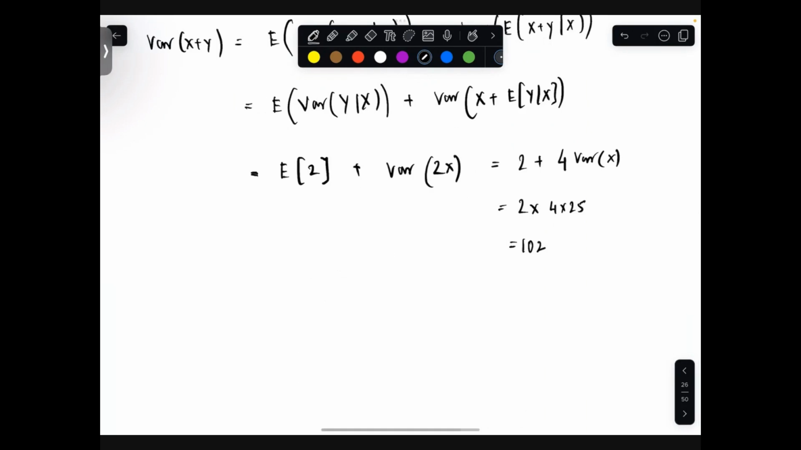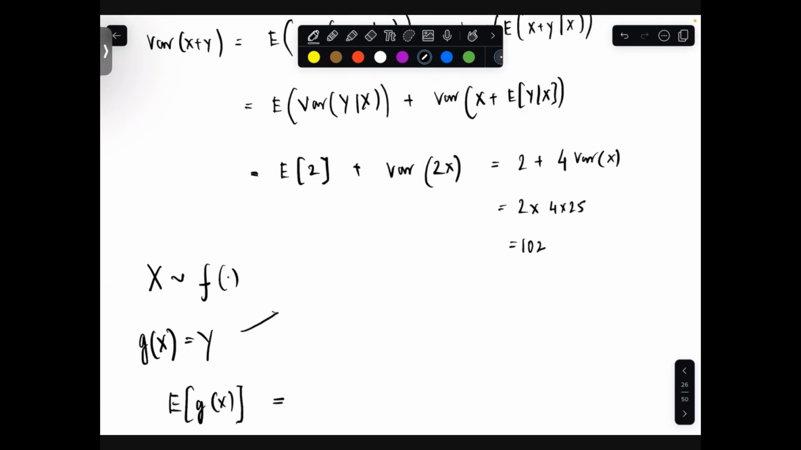What it says is that, let's say you have a random variable x with some distribution f. Now you make another random variable g of x, let's call it y. Now you want to find the expectation of g of x. This expectation is nothing but, you have to first find the distribution of y, right? Then you can find it. So let's say you find the distribution of y, and then what we do is integration from minus infinity to infinity of y times f_y dy.